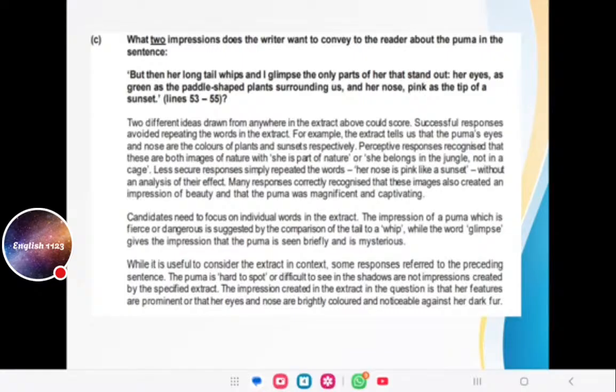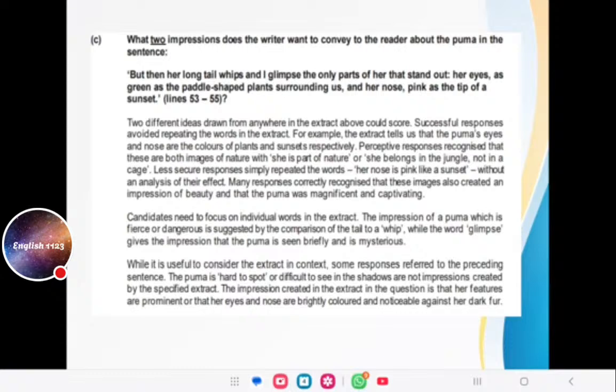For example, the extract tells us that the puma's eyes and nose are the colors of plants and sunset respectively. Perceptive responses recognize that these are both images of nature, which she is a part of. So instead of writing that her nose is as pink as the tip of the sunset, say that she is a part of nature, or she belongs in the jungle, not in a cage. Less secure responses simply repeated the words: her nose is pink like a sunset. You have no marks for that without an analysis of their effect.